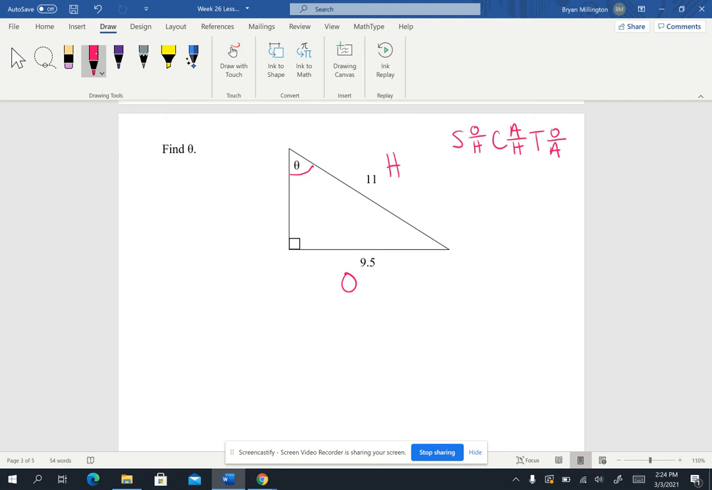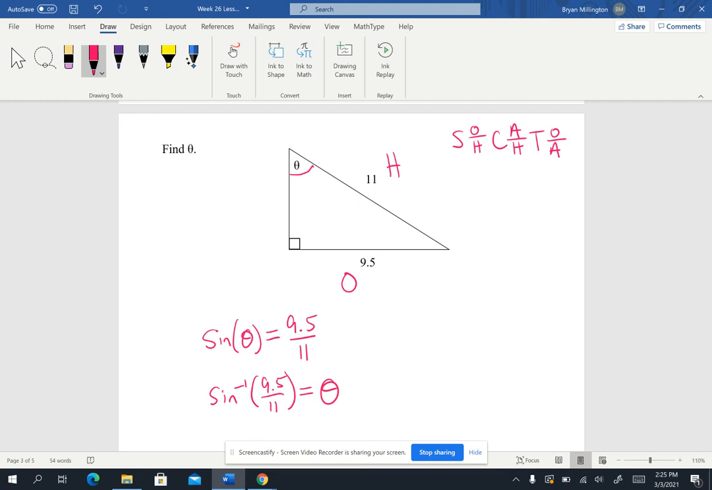So if I've got opposite and hypotenuse, that looks like sine to me, right? All right, so I'm going to do sine of theta is equal to 9.5 over 11. All right, so now I want to get theta by itself, right? So I'm going to use inverse sine to flip it. So inverse sine of 9.5 over 11 is going to equal theta.